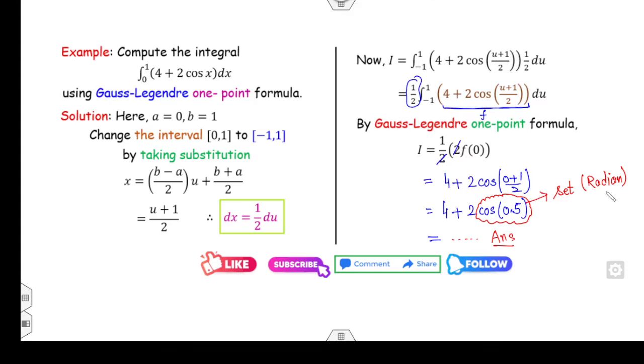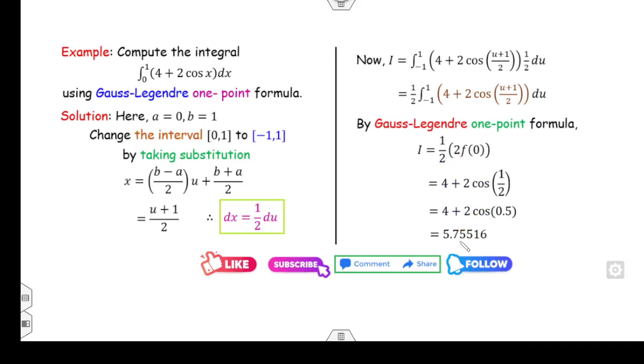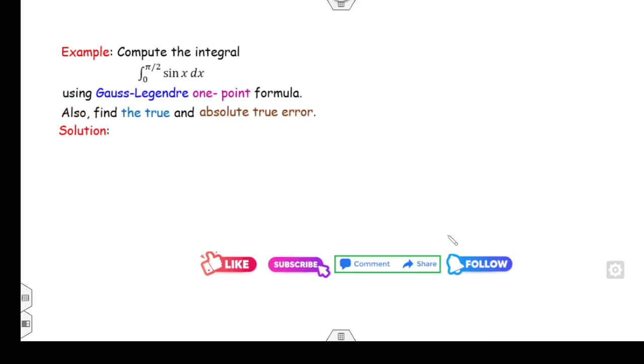Make sure you set your answer in radians, not in degrees. Not in degrees, but you have to set your calculator in terms of radians. So you will get the answer 5.75516. Look at the next one.